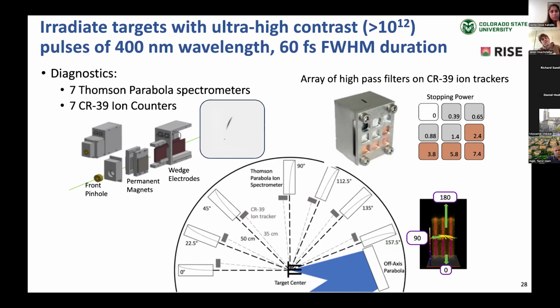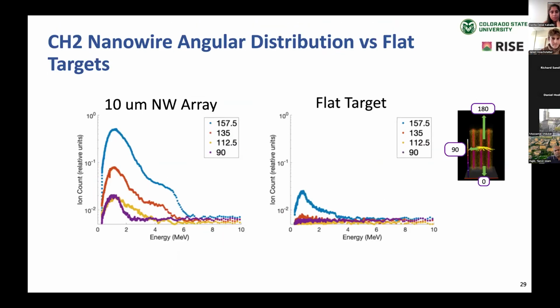We irradiated these targets with 400 nanometer wavelength and 60 femtosecond pulse duration, which gave us around 10 to the 21 watts per square centimeter intensities. For our first results, we compared the energy spectrum of the protons from the CH2 nanowire array to the energy spectrums of protons for the CH2 flat targets.